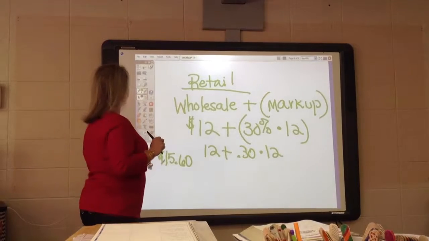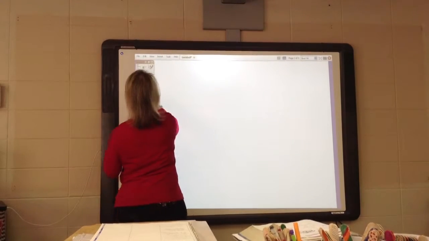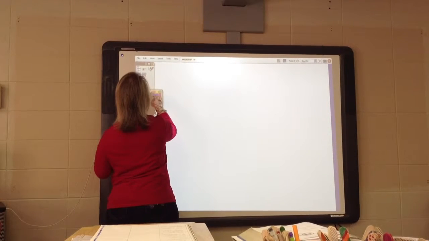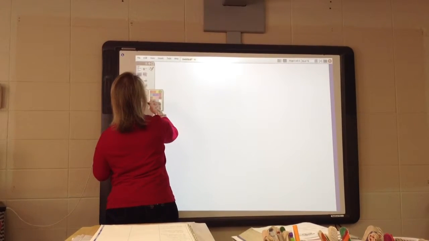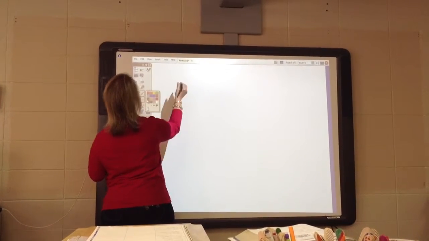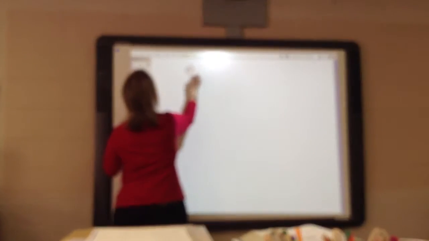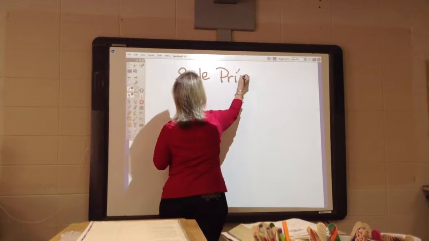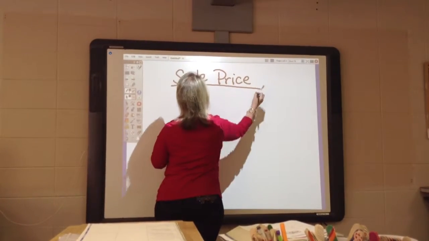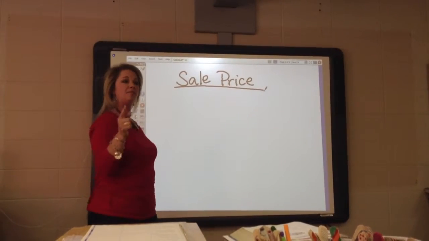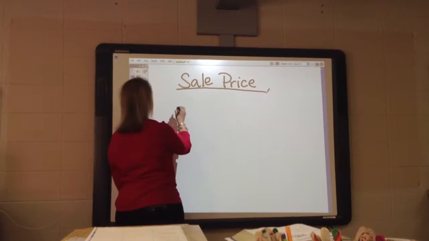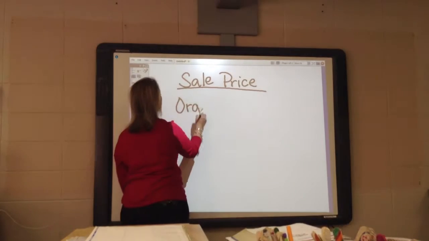The second method is the what? The sales. The sale price. Discount? That's it. Okay, so now we have the sale price. Okay, in order to find the sale price, I must what? Know the original price. Okay, so we have to know the original price.